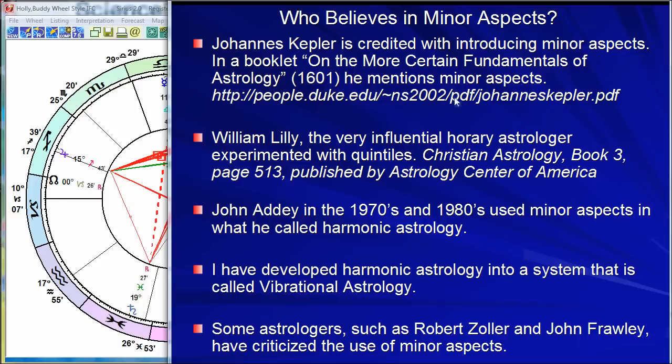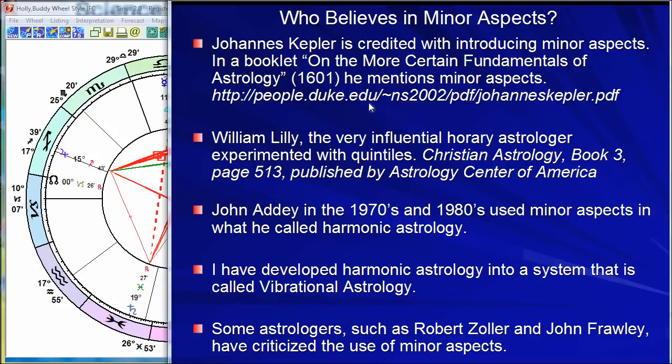Here's a website you can go to, or just Google, and you'll find this booklet that he wrote, and he periodically mentions minor aspects like quintiles and other aspects beyond the basic 5. Any aspect that's not a conjunction, opposition, square, trine, or sextile, those 5 were laid down over 2,000 years ago as being important, but it wasn't until around the year 1600, is what the historians tell us, that we start seeing evidence of this alternative idea that there could be more aspects than the ones that were mentioned and used by so many astrologers for so long.